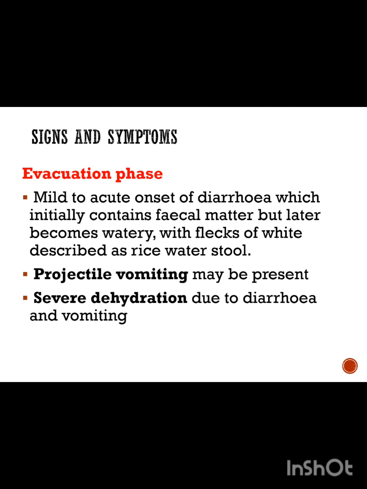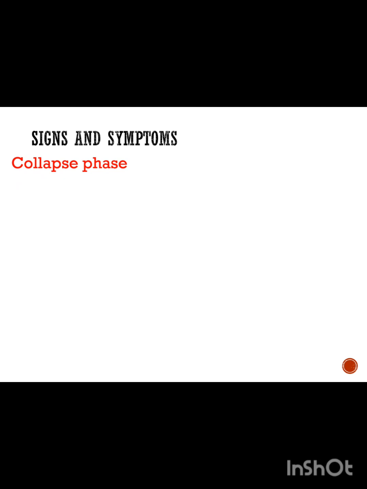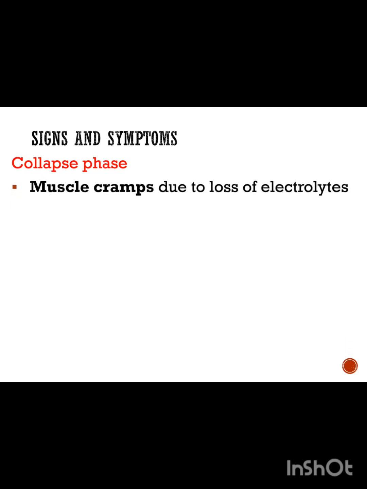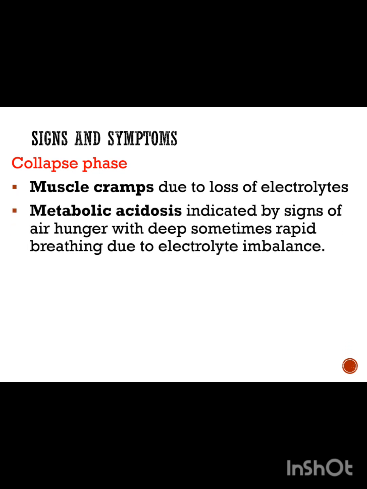Then the patient will also have severe dehydration due to the diarrhea and vomiting. After the evacuation phase, they go into a collapse phase. Collapse means they have lost a lot of fluids. So here you have muscle cramps due to electrolyte loss, and metabolic acidosis.